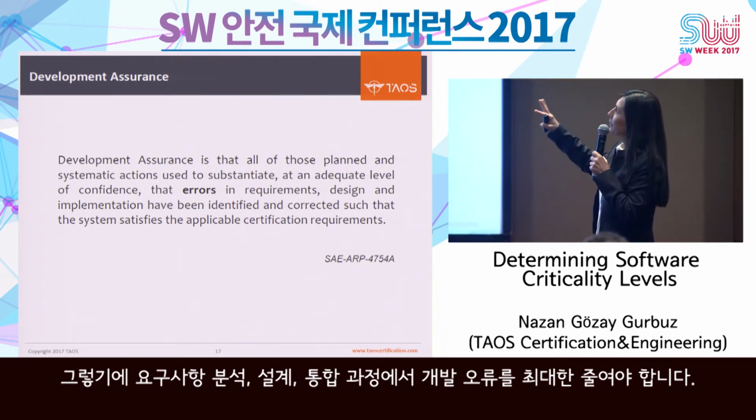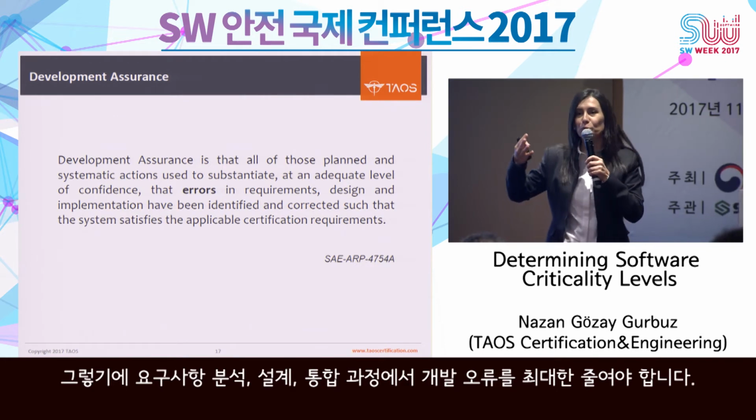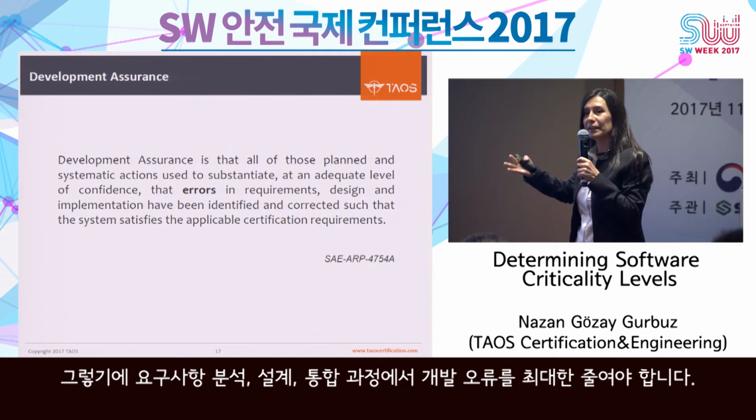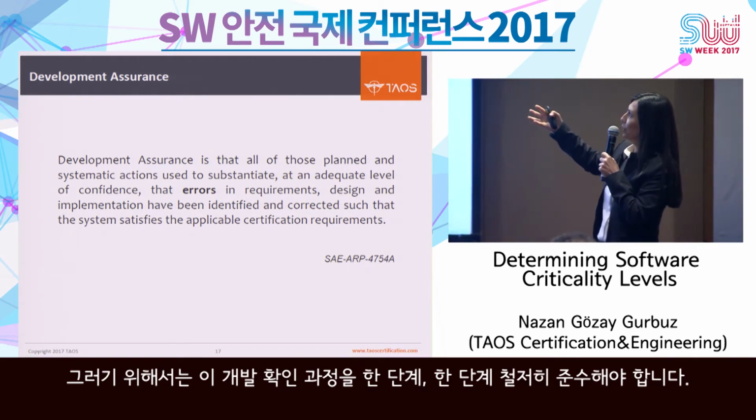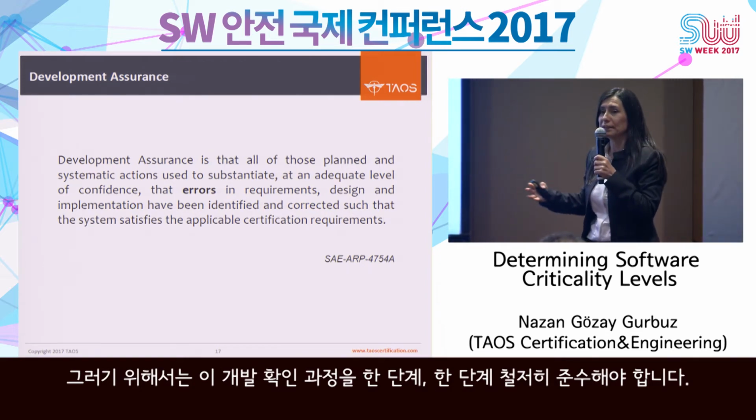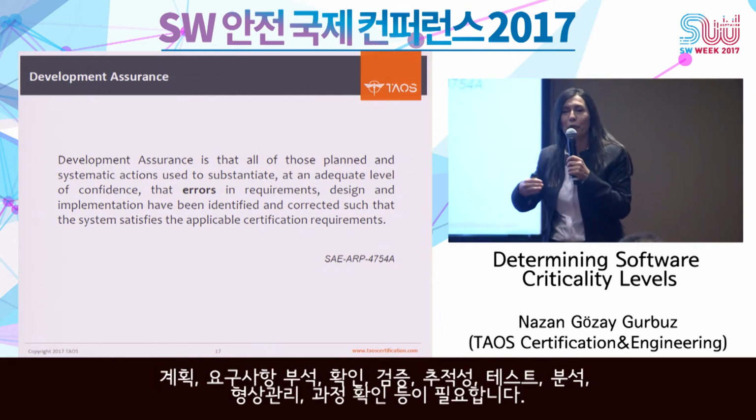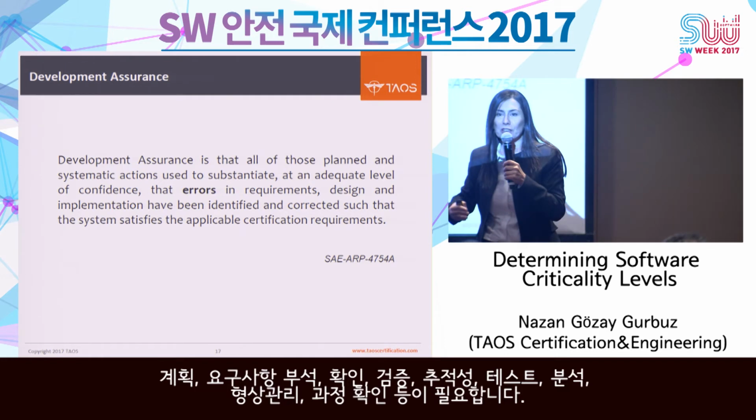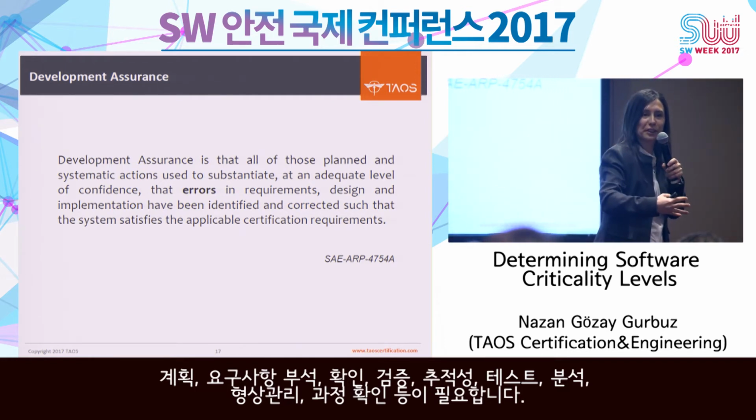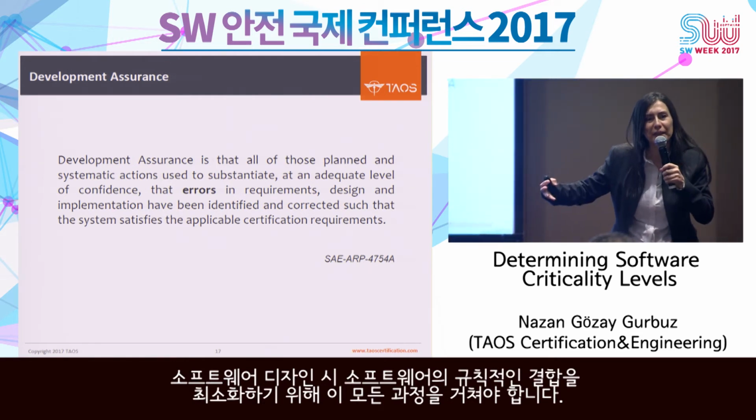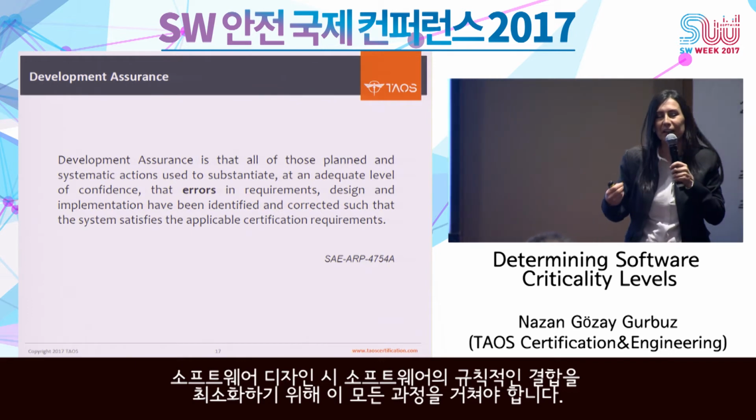Now, we said that development error should be mitigated in design, requirements, and integration, and we need to follow a process. We call it the development assurance process, a step-by-step process: planning, requirement capture, validation, verification, traceability, test, analysis, configuration management, process assurance. All of it is a process-based approach to mitigate systematic failure in design.